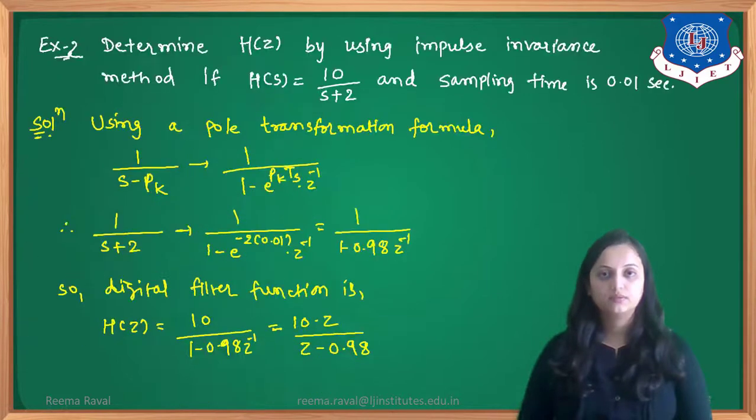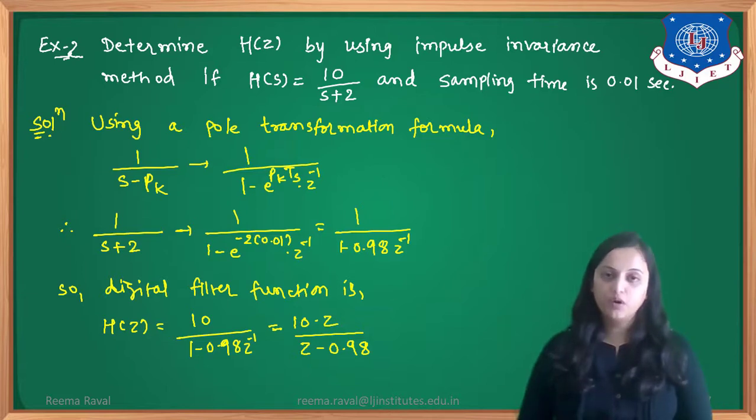Let's consider one more example. Here the data is given as: determine H of z by using the impulse invariance method, if H of s equals to 10 upon s plus 2 and sampling time is 0.01 second. As sampling time is given to us as 0.01 second, we can directly substitute it.